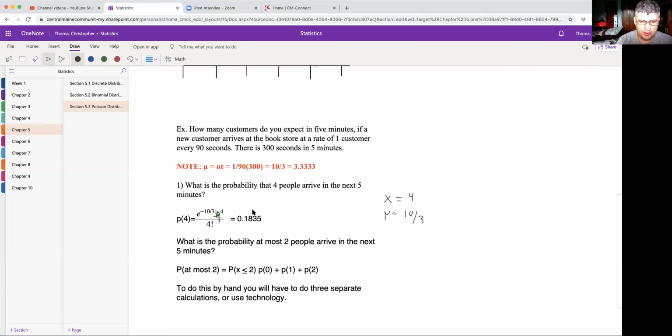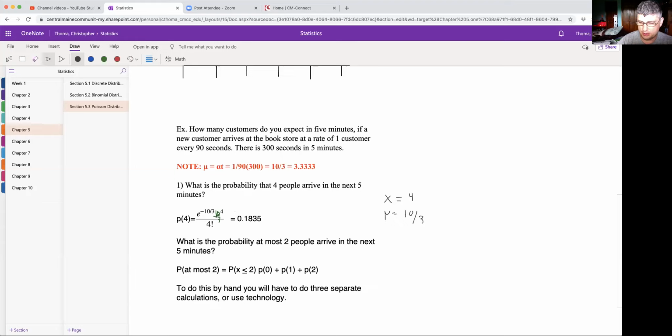So what is the probability that at most 2 people arrive in the next 5 minutes? Well, at most means I can have 0 customers, 1 customer, or 2 customers, right? So to do these calculations by hand, I would have to do this 3 separate times. I'd have to do x equals 0, then x equals 1, and then x equals 2. Or we can use technology.